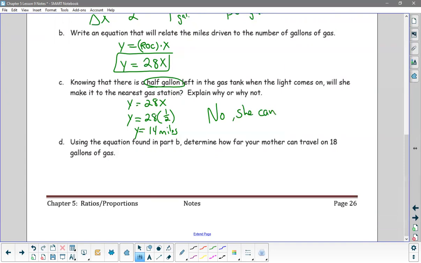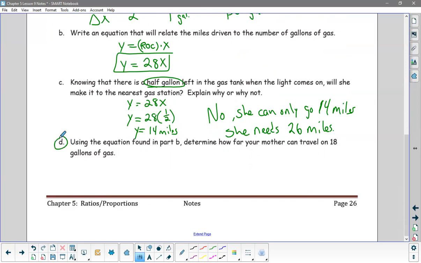She can only go 14 miles. She needs 26 miles, right?